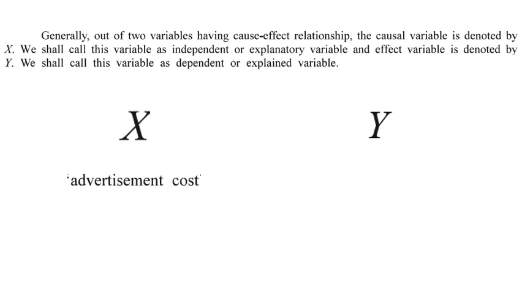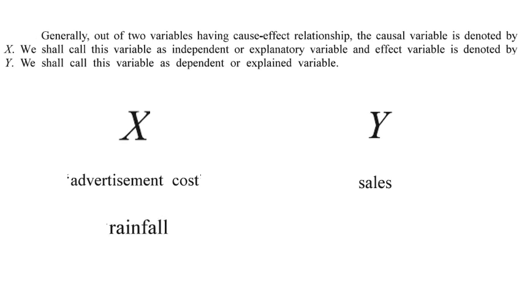When we advertise in our business, our sales increase. It's not that when sales increase we advertise more; it's the opposite. When we advertise more, our sales increase. So what happens first? The advertisement cost. That is our independent variable x. What happens next? That is the sales. That is our dependent variable y.